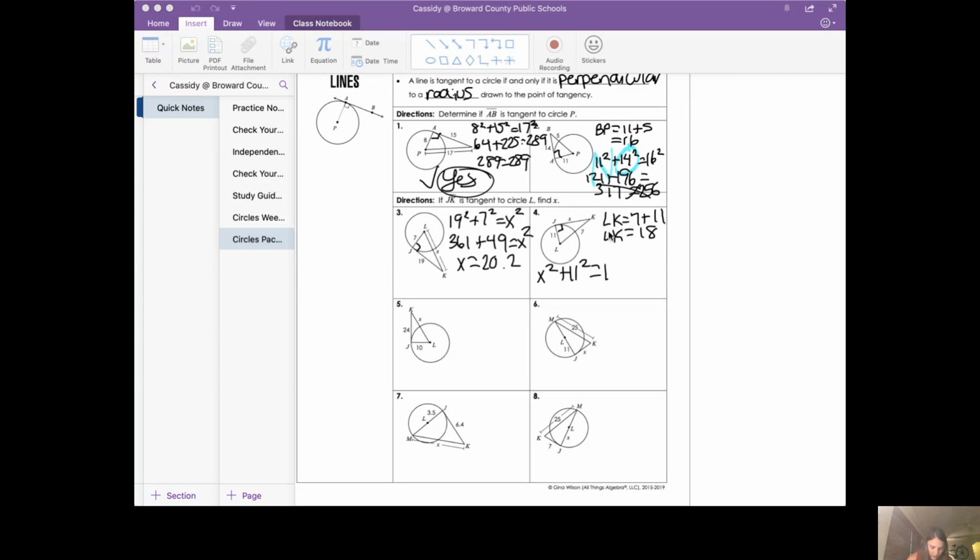So this part here is 18 squared. All right, 18 squared. 18 squared is 324. And 11 squared is 121. So we're going to do 324 minus 121. We get 203, and we're going to just take the square root of that. We get 14.2 as our answer. Hopefully that wasn't confusing.